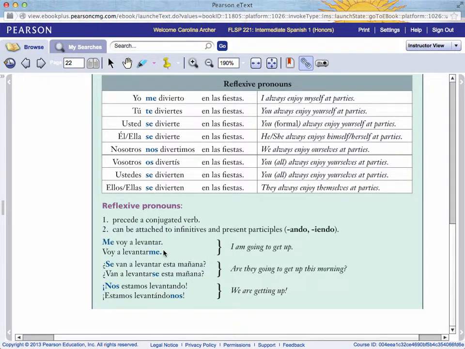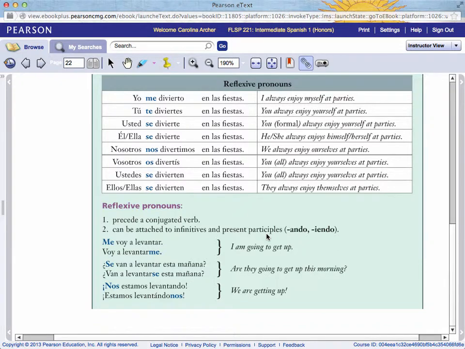Me voy a levantar. Or here levantar is the infinitive. You can attach the pronoun to the infinitive. Okay, so you can either say me voy a levantar or voy a levantarme. But you're not going to put me in the same sentence twice. Okay, you're not going to say me voy a levantarme. All right. You're either going to say me voy a levantar or voy a levantarme. It's attached when it's attached to an infinitive. Okay? All right. Or a present participle.